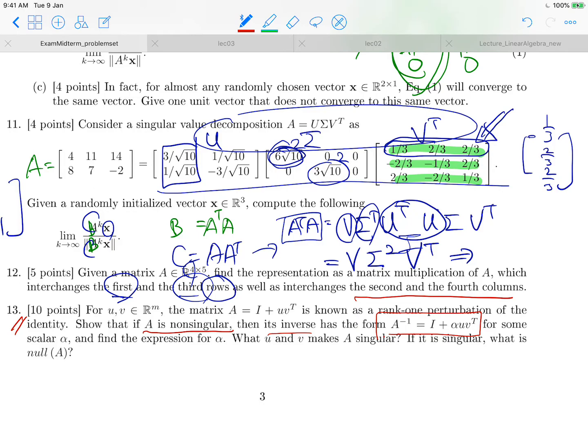So we found the answer for the first part: for some alpha, we found the expression for alpha. And then the next part: what u and v make A singular?